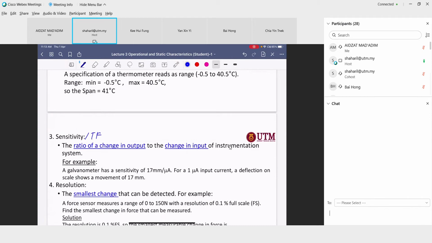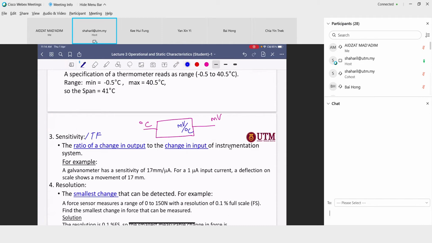So what does it mean? For example, you want to measure a quantity, temperature, and the output of the sensor that you're going to buy is given in millivolts. So what is the sensitivity? Sensitivity is the output over the input. That means millivolt over degree. Okay, so this is the first concept that you need to understand.